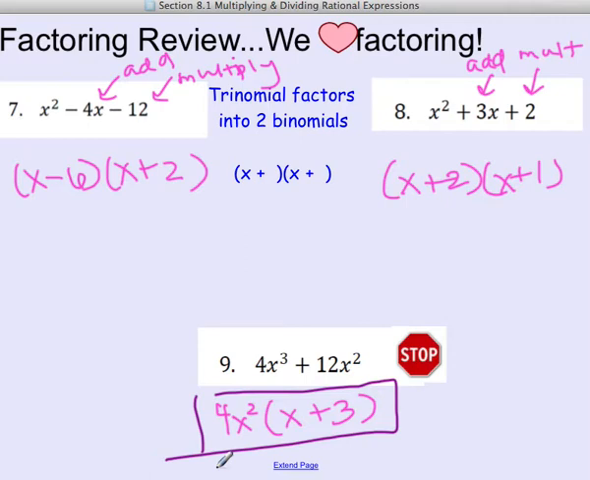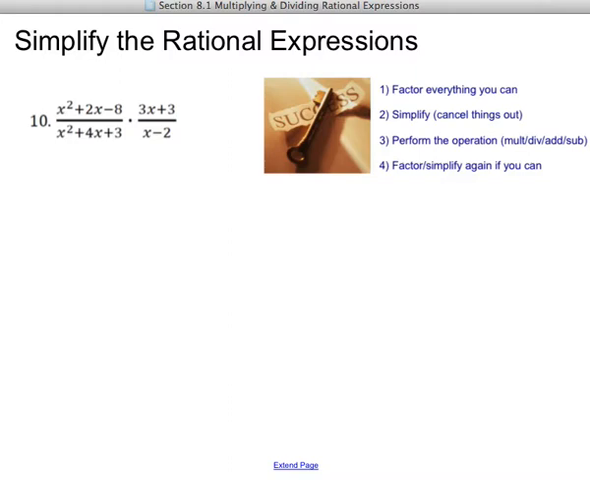Okay. Example 10, we're going to go ahead and once again continue simplifying rational expressions when they're being multiplied or divided. But in this case, we need to go ahead and factor. So if we look at 10, that numerator, I need to go ahead and factor that. What multiplies to negative 8, but adds to 2? Well, that's going to be a positive 4 and a negative 2, all over my denominator.